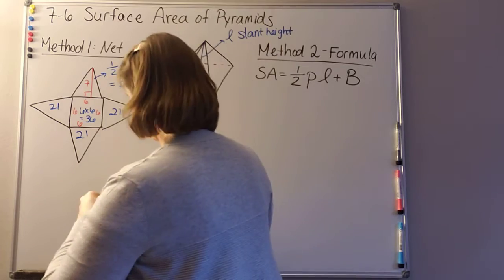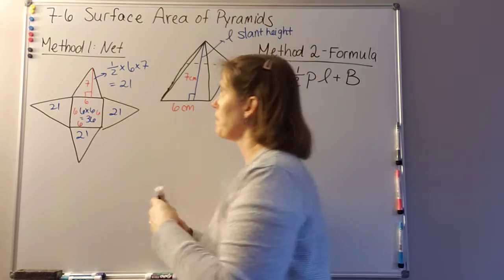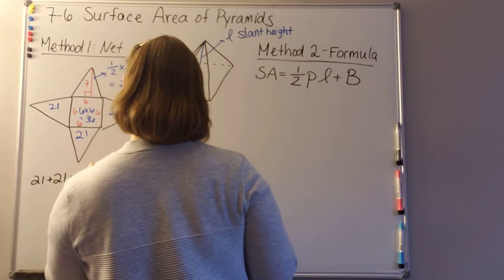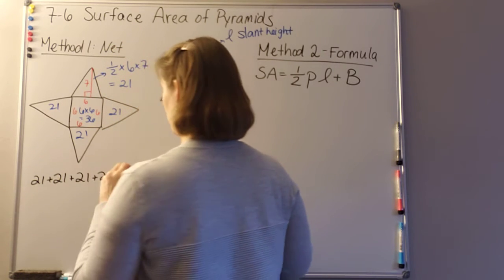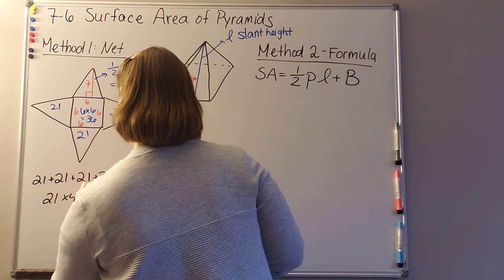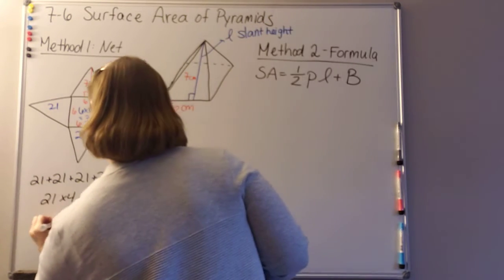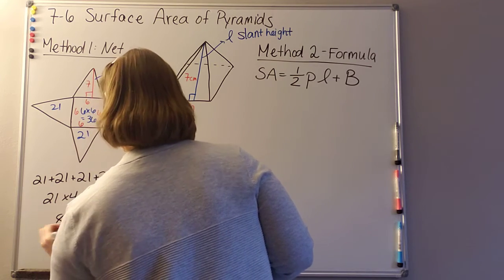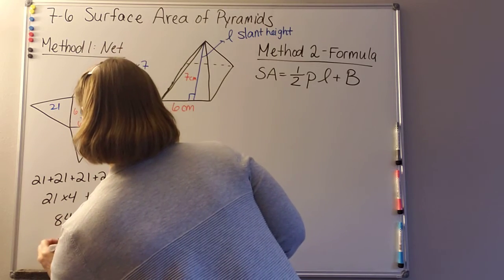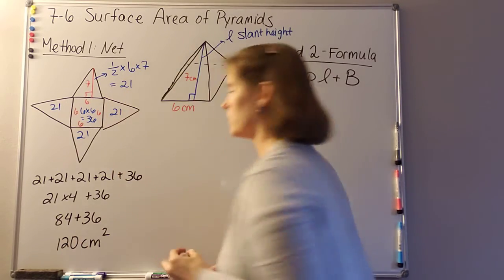Now, when we had the net, what did we do then to find the total surface area? That's right, we added them all up. So we have 21 plus 21 plus 21 plus 21 plus 36. Or you could say 21 times 4 plus 36. All right, what does that equal? Well, that should be 84 plus 36, which should give you 120. And remember, our units were centimeters, so it's 120 centimeters squared.